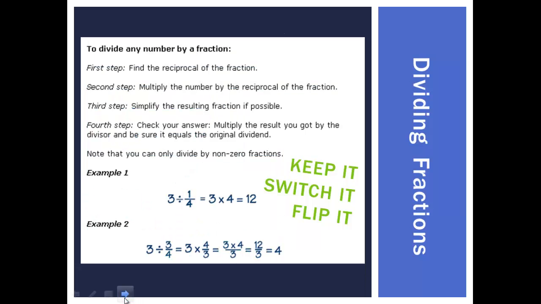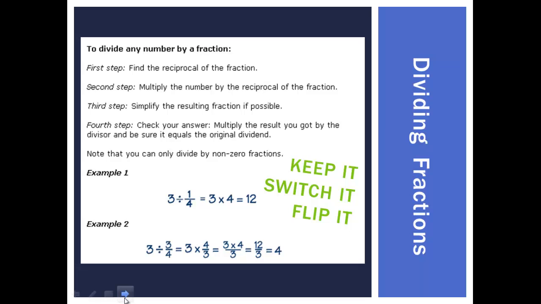Okay, dividing fractions. Many of you have heard it, keep it, switch it, flip it. Well, we're going to explain what that really means other than just a process. So to divide any number by a fraction, the first step is you find the reciprocal of a fraction. Then you multiply by that reciprocal of the fraction. And the third step is going to be simplify any results. If you get 4 over 24, you can simplify that. The fourth step is check your answer. Did it work? Does it make sense?